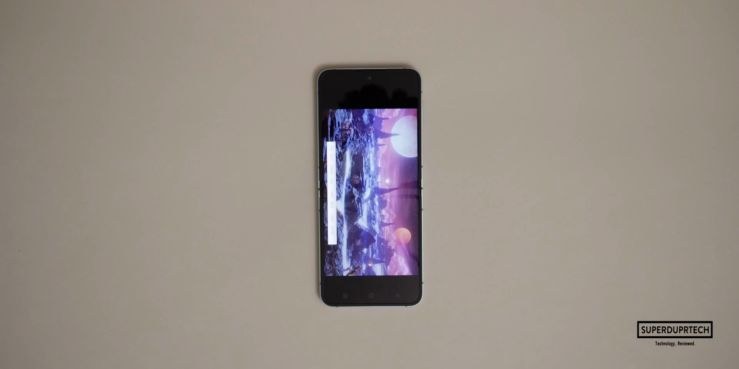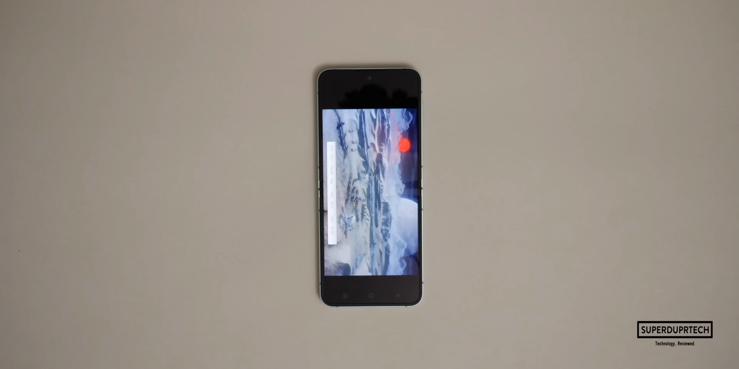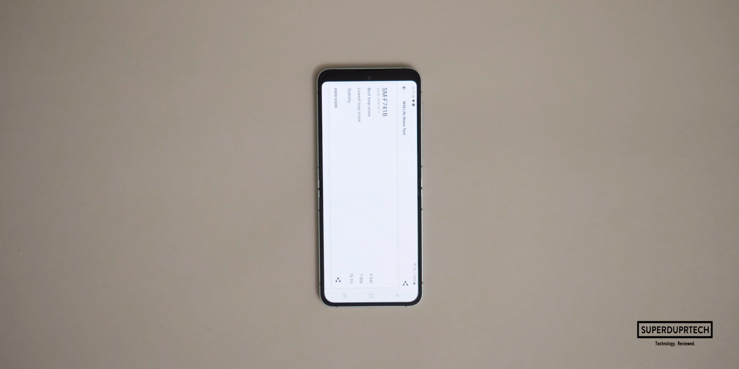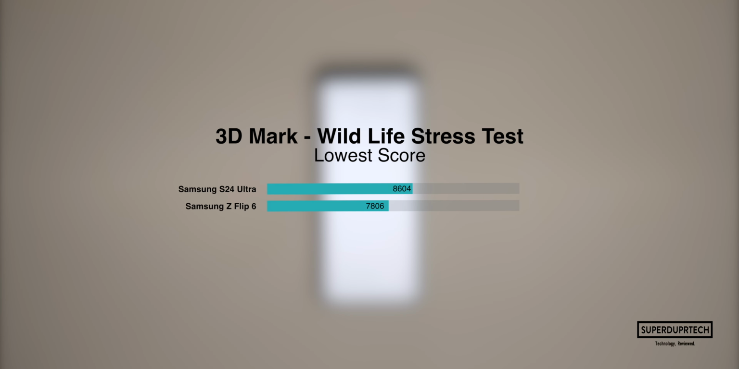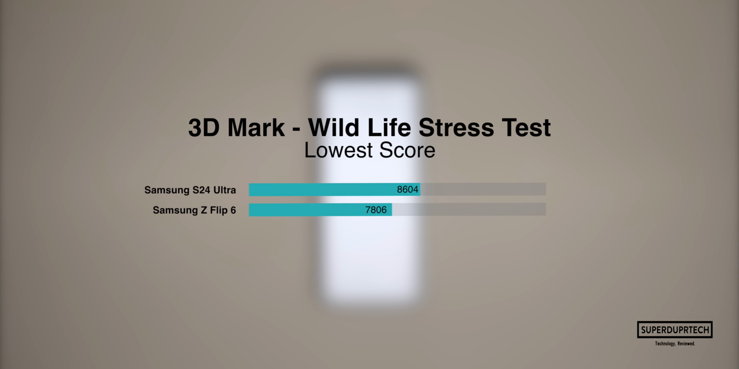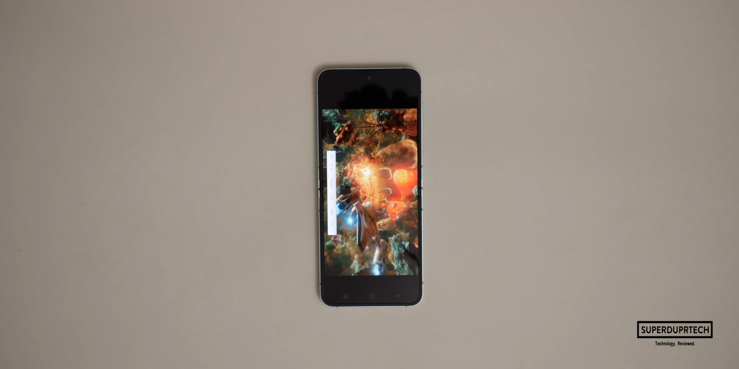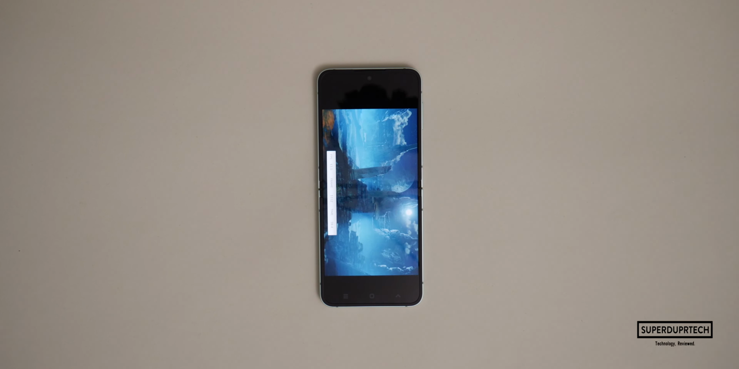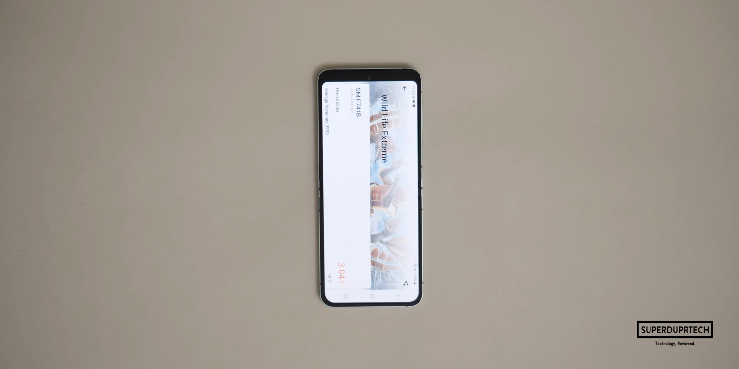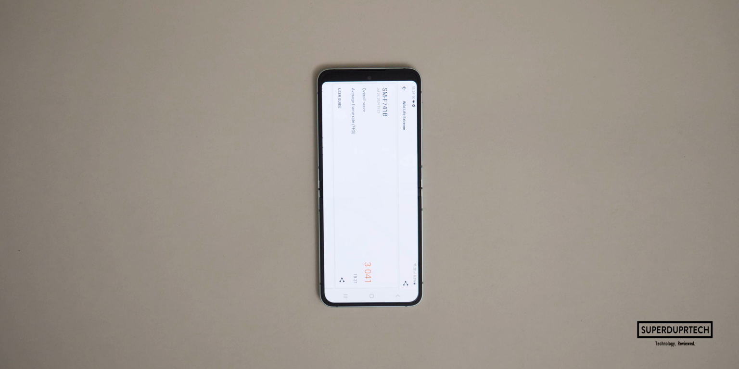with the best score the Z Flip 6 scored being 9,942 compared to its lowest of 7,806. And so I once again want to draw a comparison between the Z Flip 6 and the S24 Ultra, with its lowest score being 8,604 once again compared to the Z Flip 6 which scored 7,806. So I then ran the wildlife extreme test, and when running this test I got a score of 3,041 with it scoring an average frame rate of 18.21 frames per second.